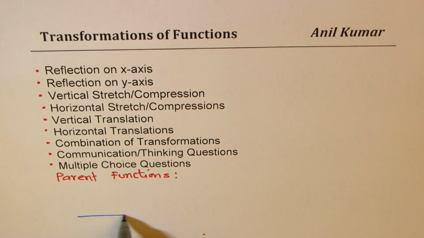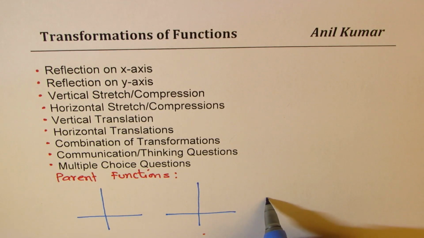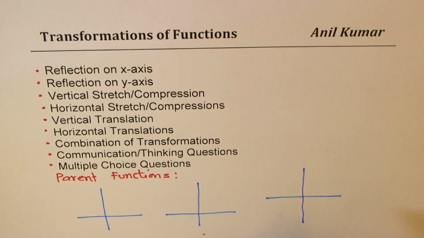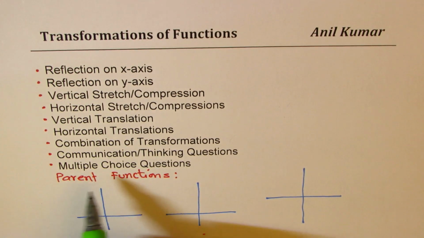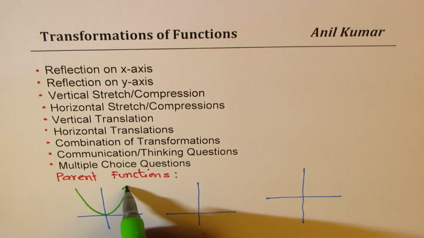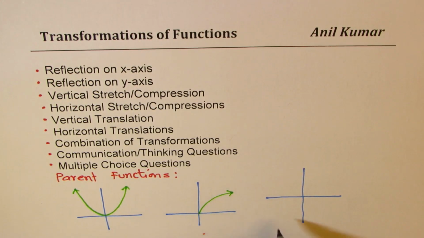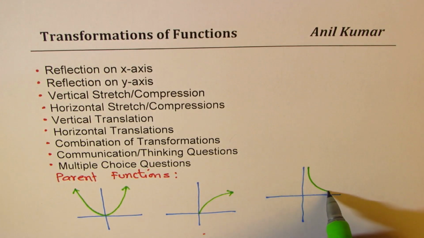One of them is the parabola, which is x squared. The other one we'll take is the square root function. Then we'll take 1 over x, the reciprocal function. The graphs of these functions are, let me draw them here and write these functions. This is the parabola y equals x squared. Then we'll do the square root function and then 1 over x.